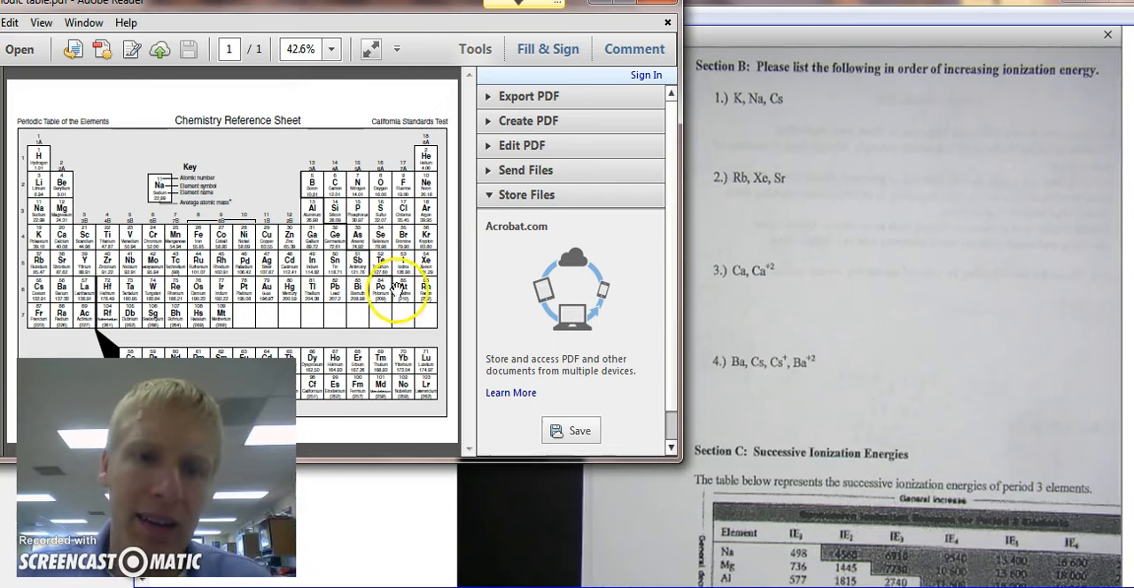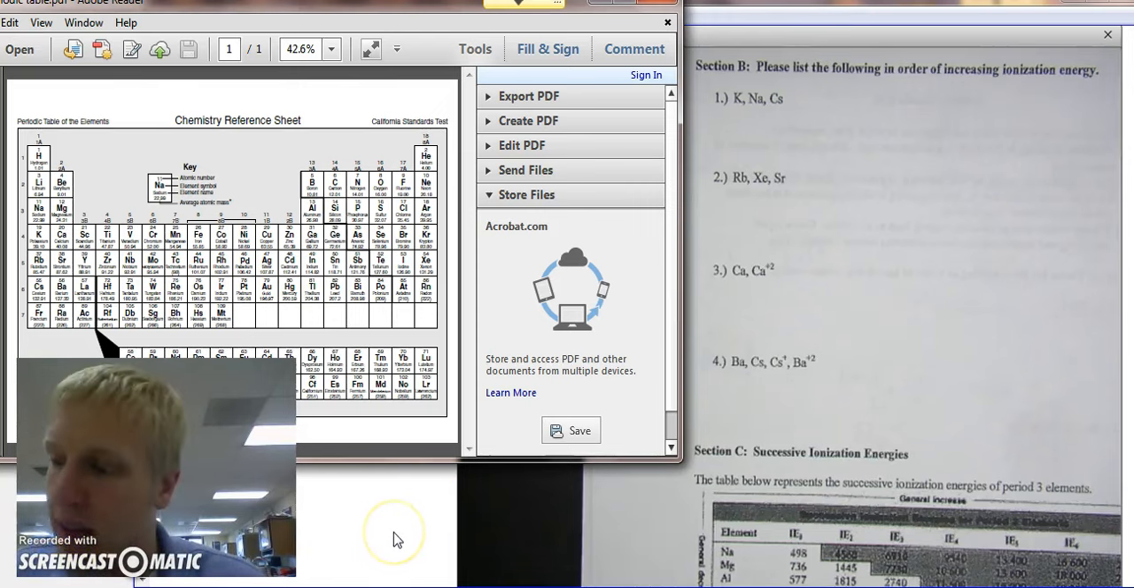The reason that ionization energy gets stronger as you go up the column is because there's less and less electrons. Therefore, it's easier for that nucleus to hold on to the fewer and fewer electrons that are present. So fluorine having the least, or actually this whole column having the least amount of electrons compared to these other rows.